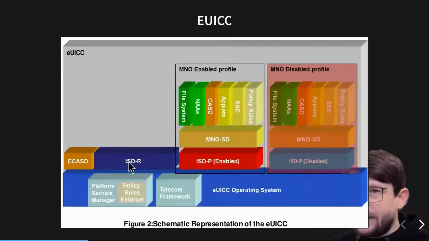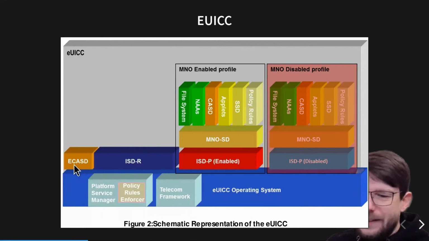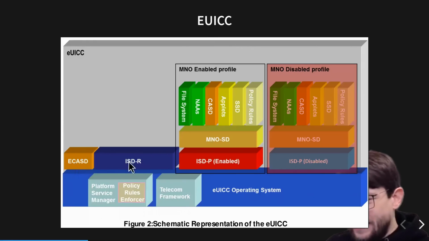Now, if we look at this in a schematic view, or logical view, the eUICC contains an operating system. Let's not look into the details there. The main building blocks now we have is the ECASD, the eUICC Certificate Authority Security Domain. Then we have the ISDR, that's the Issuer Security Domain root, and then we have one or multiple ISDP. So actually could also be 0, but then it's not usable.